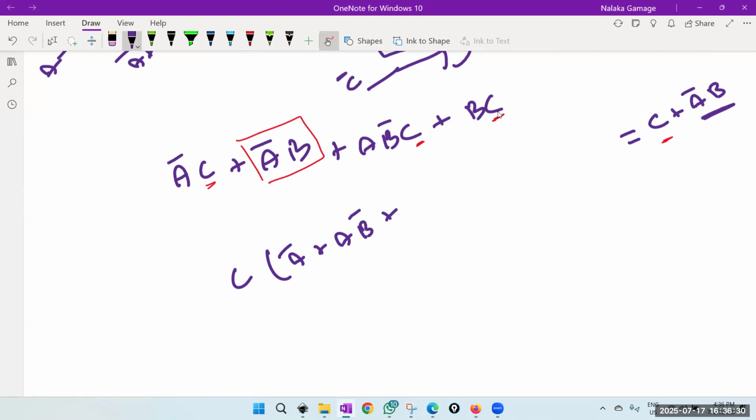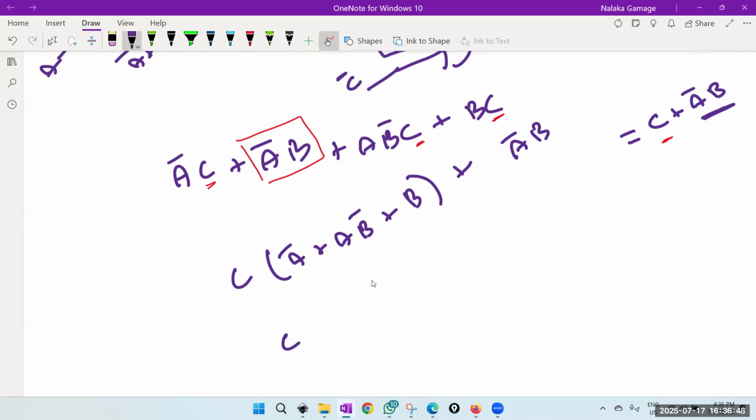plus, I took C out, B plus this A bar B. Okay, I want to keep A bar B because I want to simplify this to C. So that means I want to make sure that this is 1, right? This is 1.